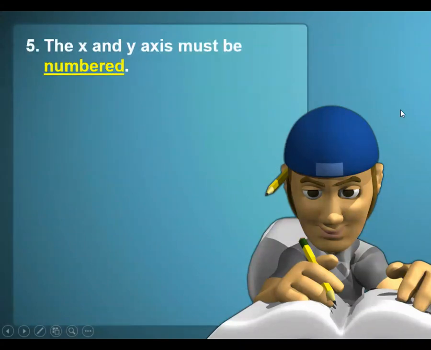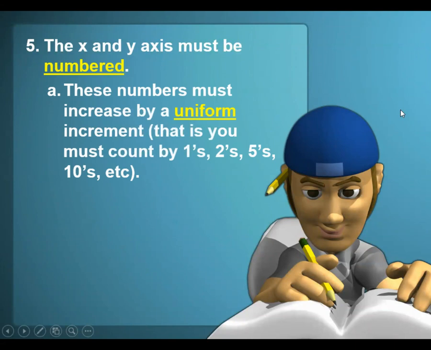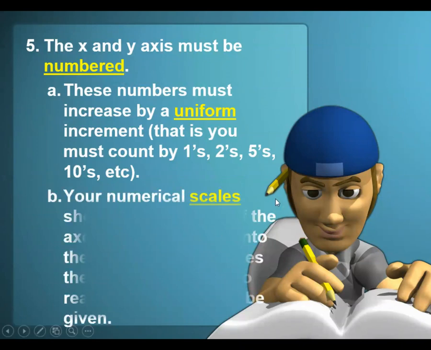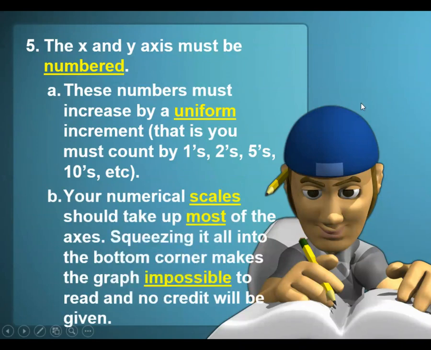The x and y axis should be numbered. And the numbers have to increase by a uniform increment. That means each line goes up by 1, by 2, by 5, by 10. And your scales should take up most of the axes. You want to spread your data out as much as possible because squeezing it into the bottom corner makes the graph impossible to read, and we won't be able to give you credit on the graph if we can't read your data points.